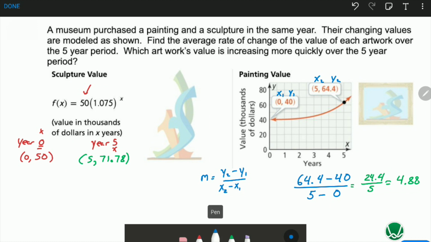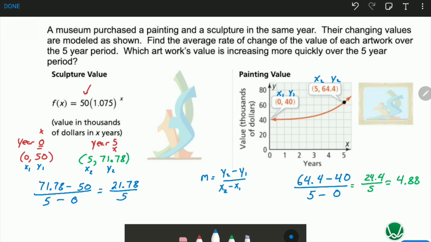So looking at this, let's go ahead and label x1, y1, x2, y2. And we'll go ahead and set it up. Our second y value, 71.78, minus our first y value of 50, over the second x value of 5, minus our first x value of 0, gives us 21.78 over the 5-year period.